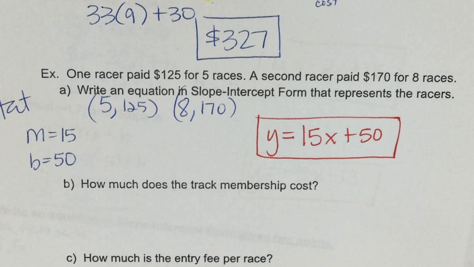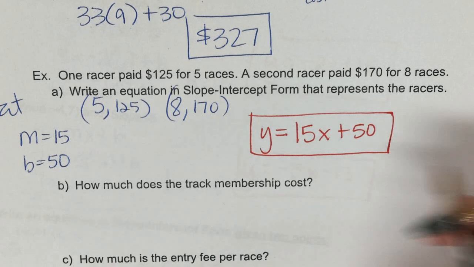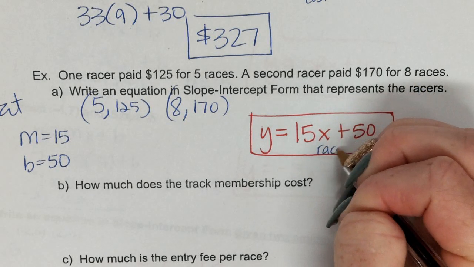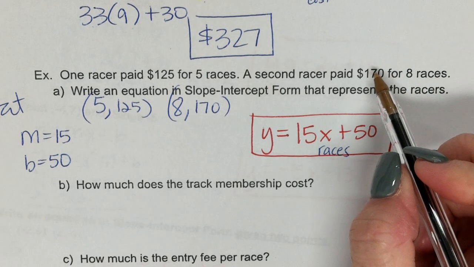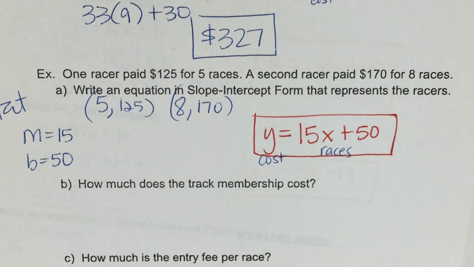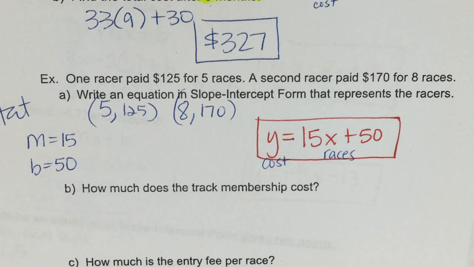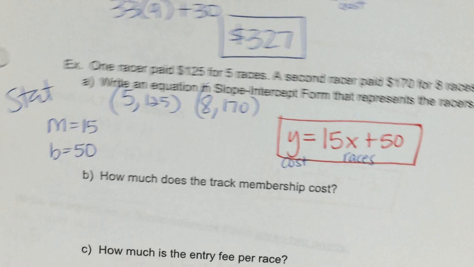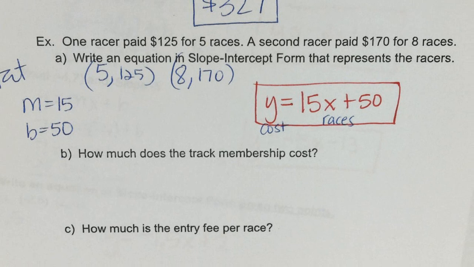Okay, let's talk about what the x and y represent. What does the x represent? Races. What does the y represent? Cost. Now they're going to ask you to interpret the meaning of the equation. How much does the track membership cost? That one-time thing.